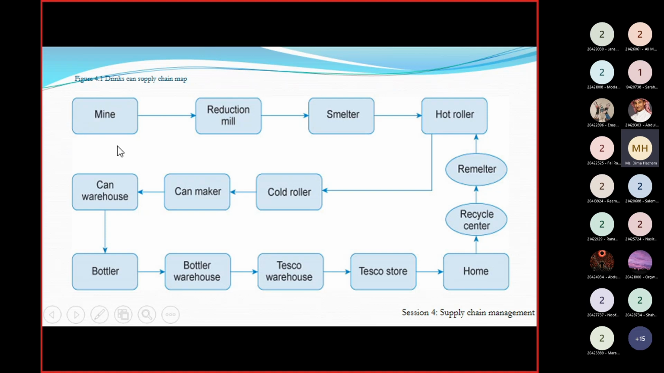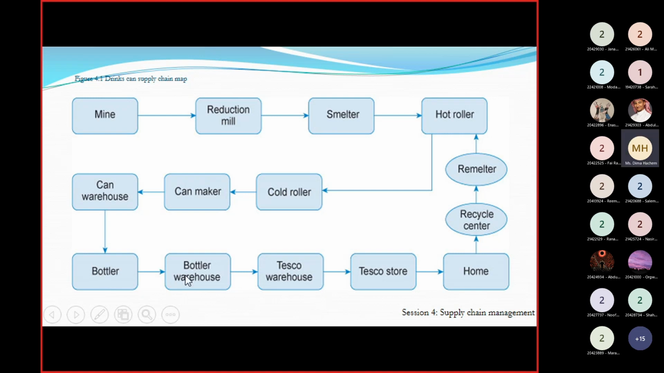Okay, because this metal comes from the mine and goes into a certain process until it reaches a hot roller. A hot roller is where you have to roll the metal to make it like sheets before you turn it into a can. And then after the hot roller, you take it into a cold roller, and then you make the can, and you place the empty cans in a warehouse. Okay, after you place the empty can in the warehouse, you are going to send it to the bottler who is going to fill it with a drink.